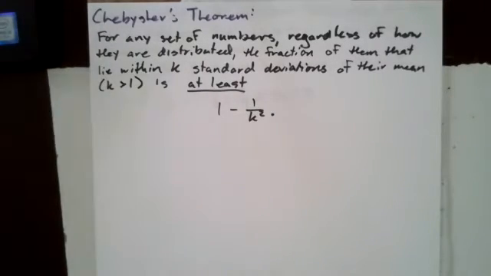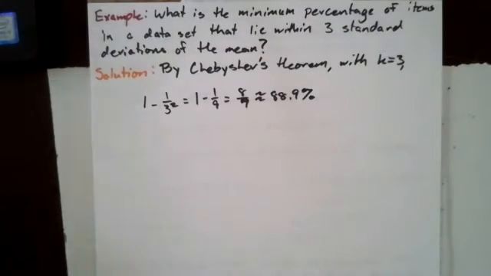Chebyshev's theorem. For any set of numbers, regardless of how they are distributed, the fraction of them that lie within k standard deviations of the mean, for k greater than 1, is at least 1 minus 1 over k squared. So for example, what is the minimum percentage of items in a data set that lie within 3 standard deviations of the mean? By Chebyshev's theorem, with k equals 3, 1 minus 1 over 3 squared is 1 minus 1 over 9, which is 8/9, or about 88.9%.